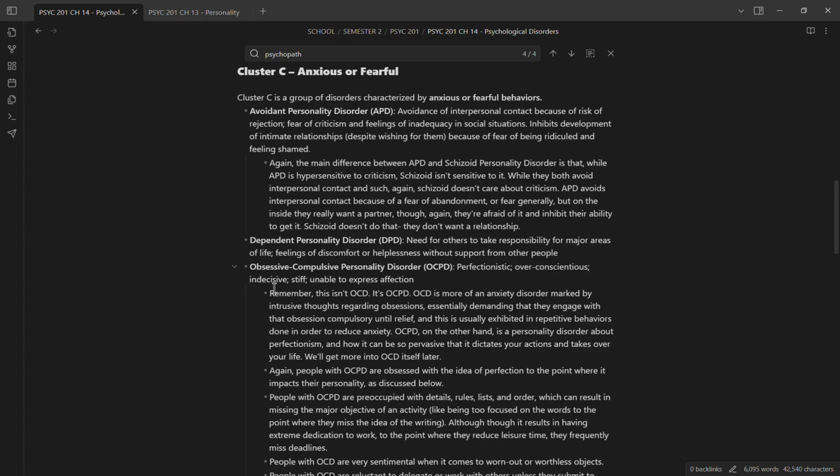Essentially, it is the need for others to take responsibility for major areas of life, or feeling a discomfort or helplessness without support from other people. So pretty self-explanatory. Again, dependent personality disorder.